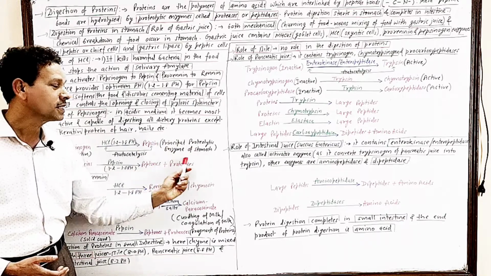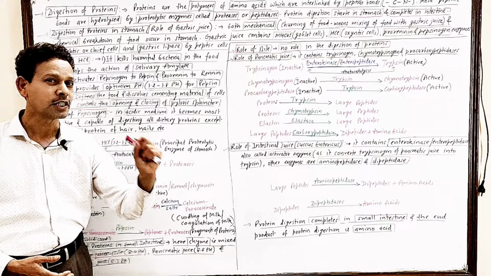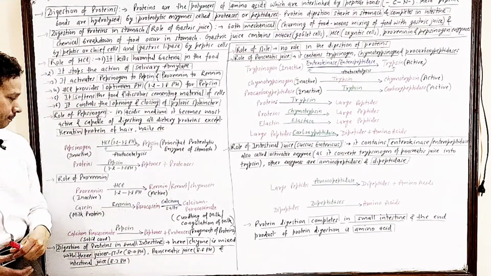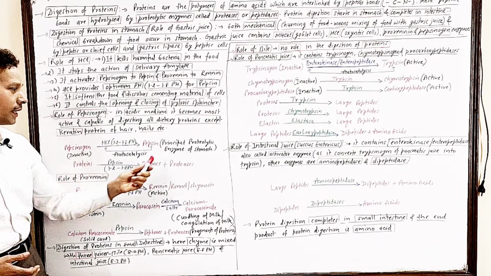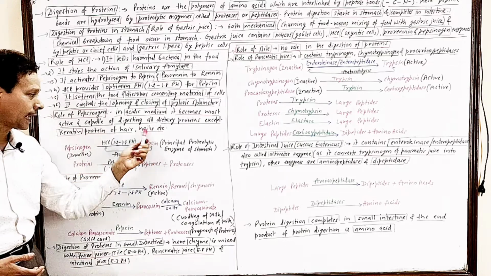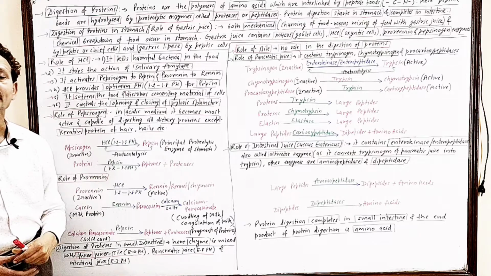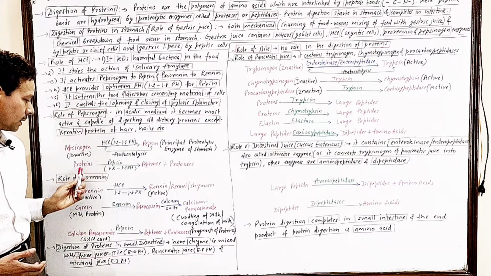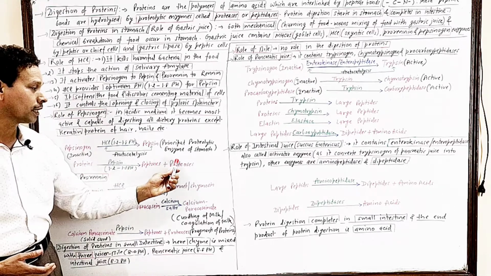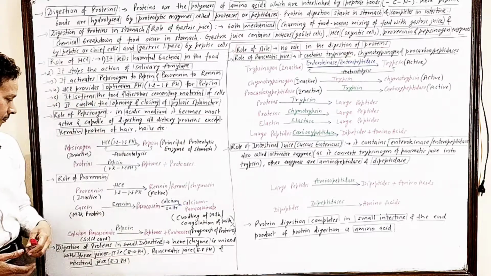This is the principal proteolytic enzyme of gastric juice, the main enzyme of gastric juice, that is pepsin. And this active form of pepsinogen, that is pepsin, acts on proteins and converts these protein molecules into peptones plus proteoses. These are fragments of proteins.